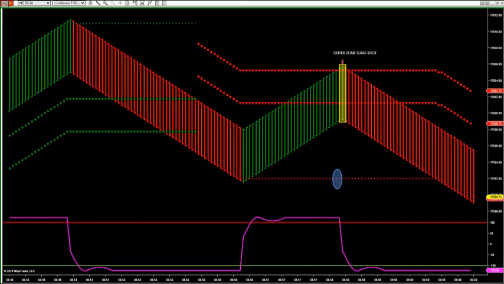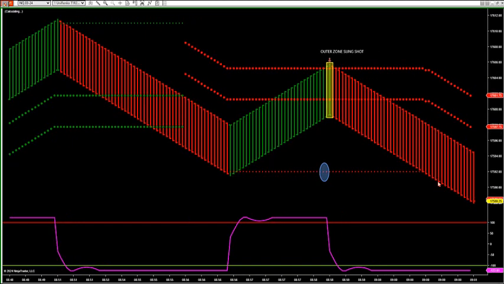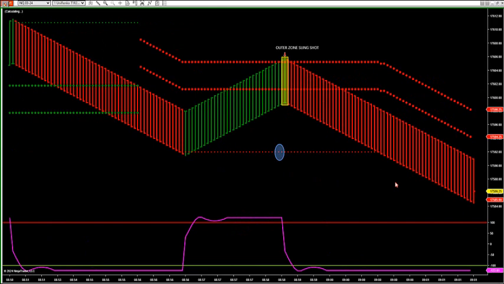I don't have it turned on. Okay, so let me turn this thing on. The yellow bar will break out automatically right here on the breakdown. Right there, you'll see a yellow candle for the breakdown.